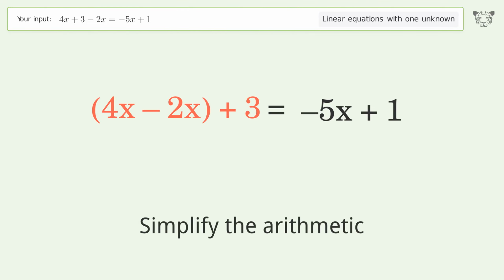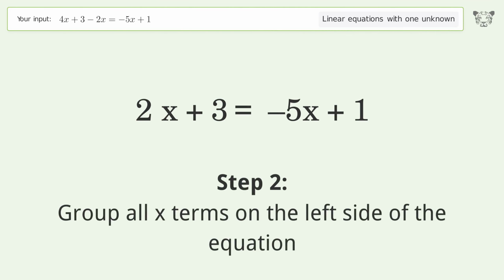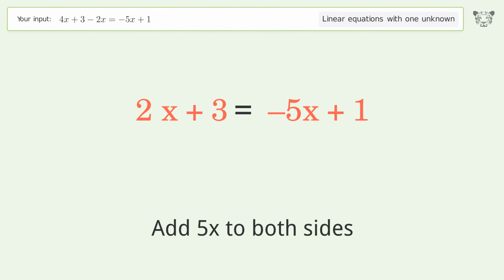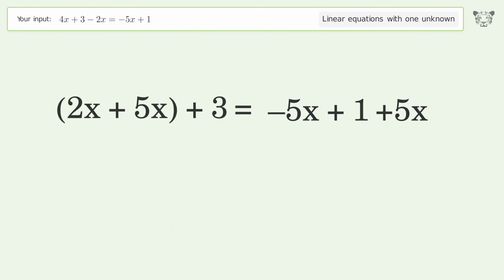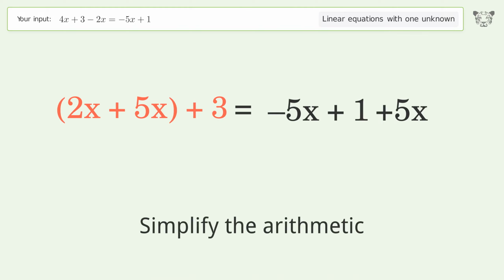Simplify the arithmetic. Group all x terms on the left side of the equation. Add 5x to both sides. Group like terms. Simplify the arithmetic.